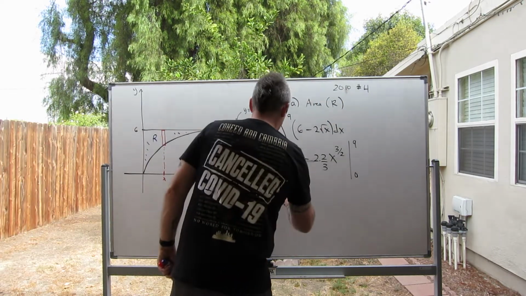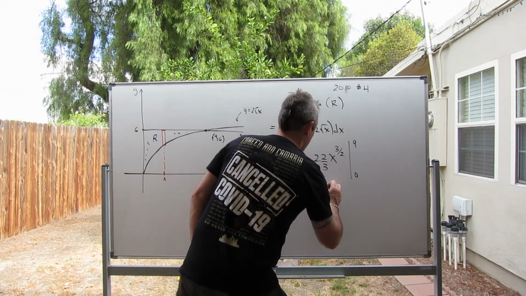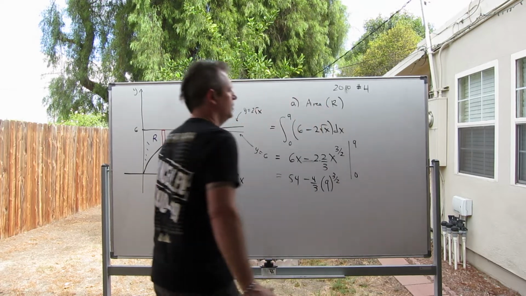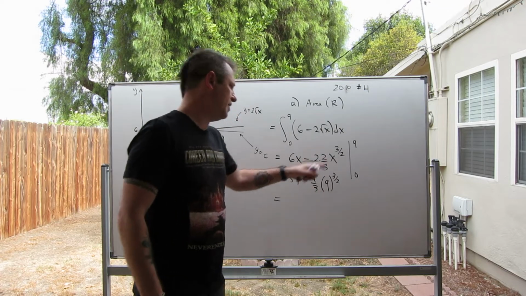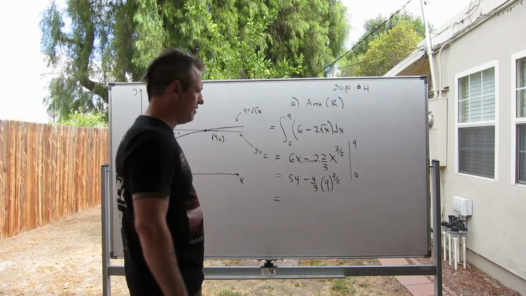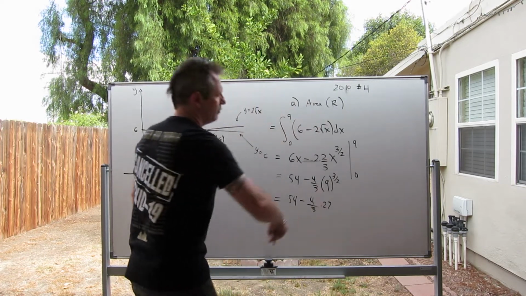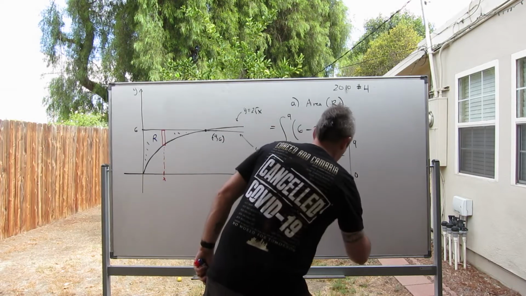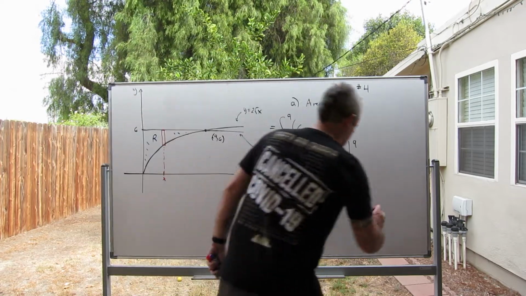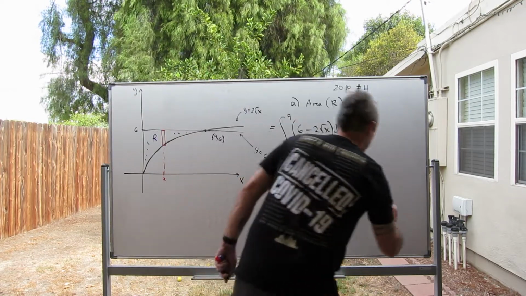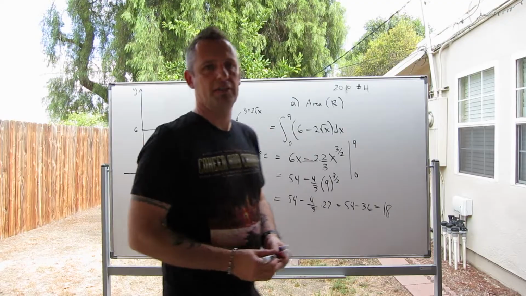So let's see, this ends up being 54 minus 4/3 times 9 to the 3/2. I'm going to choose to take the square root of 9 first, which is 3, and then cube it, which is 27. So we have 54 minus 4/3 times 27. Of course, 27 divided by 3 is 9, so this is 54 minus 36, which I think is 18. And so 18 square units, and that's my final answer.